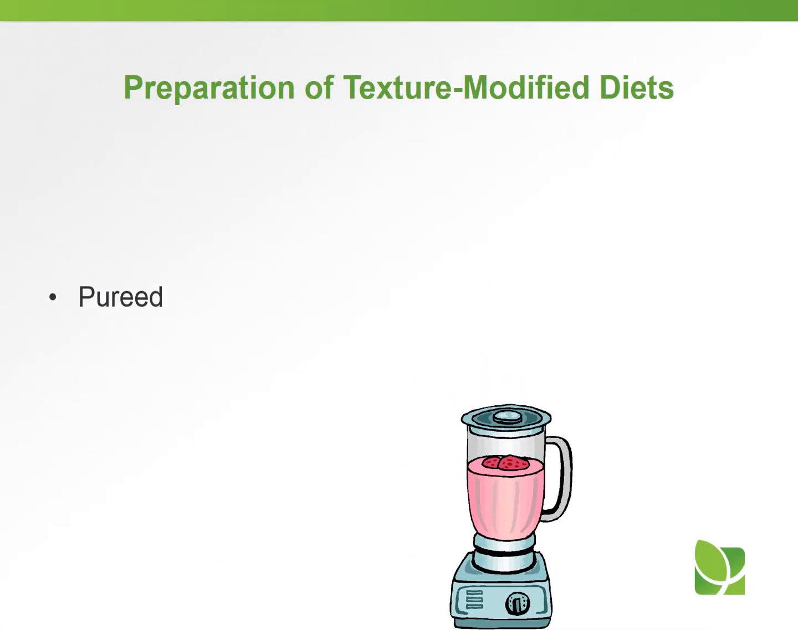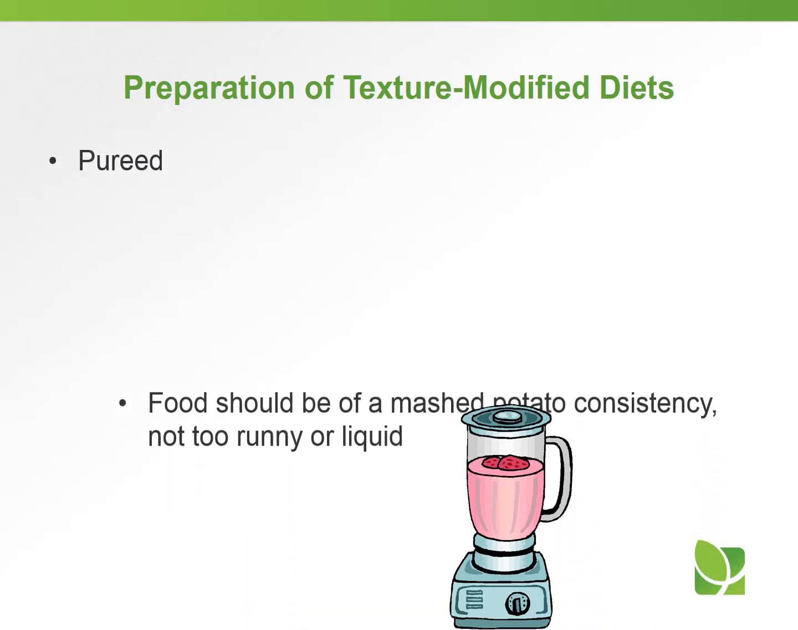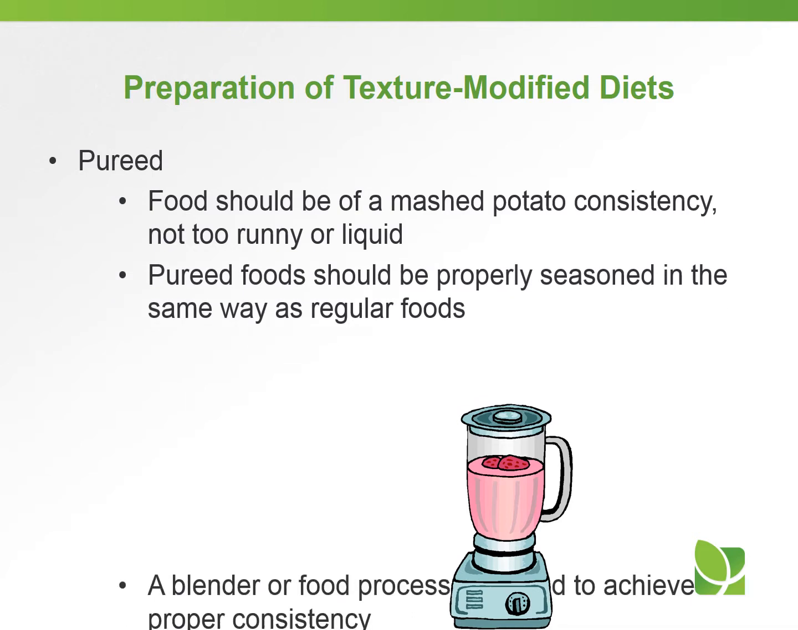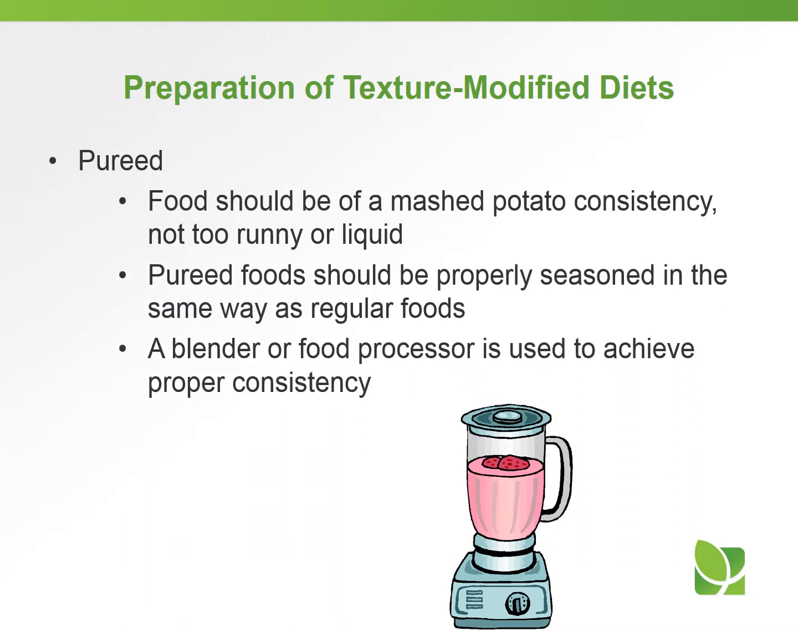So again, that puree diet should have that mashed potato or pudding-like consistency. It shouldn't be too runny or liquidy. They should be properly seasoned. Puree food should taste the same as a regular diet. They should have the same amount of salt, pepper, herbs, spices that a regular diet would have. A blender or food processor is typically used to get that just right, proper consistency. You don't want to have any chunks in there. You want to have it all nice and smooth.